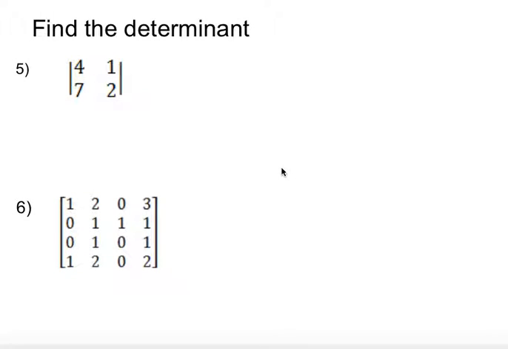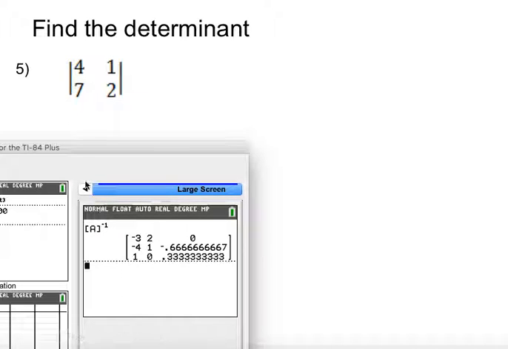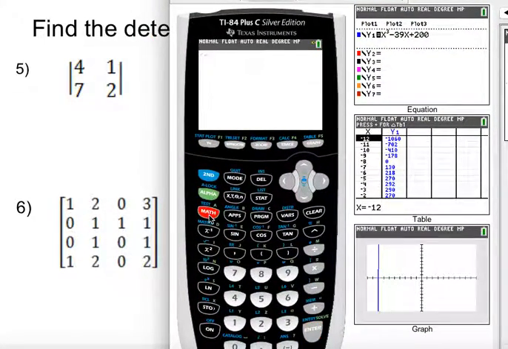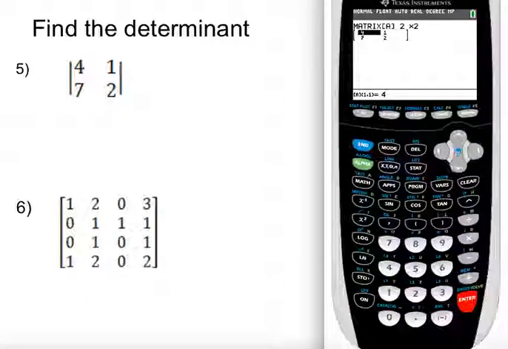So then find the determinant. I said I'd show you how to do that on your calculator, so let's do that. To find the determinant on your calculator, go back into your matrices, second matrix. I'm going to go over to Edit, and matrix A here is a 2 by 2. So I can punch in 4, 1, 7, 2. I realize doing it this way is a lot more work than just finding it by hand, but I'm just showing you how to do this.